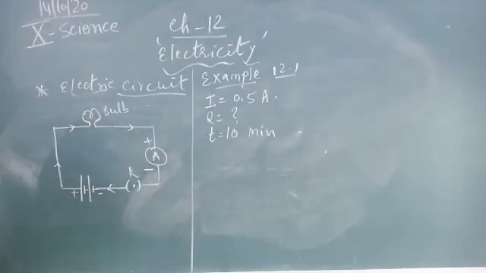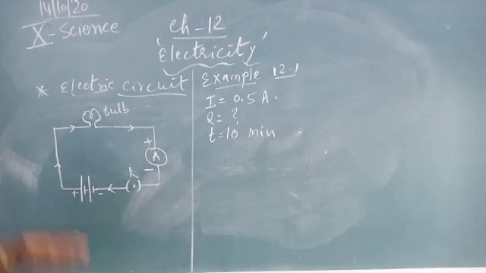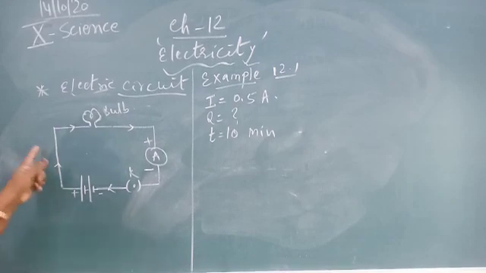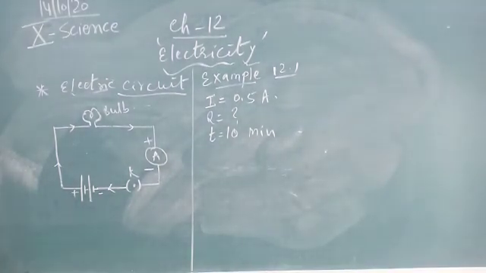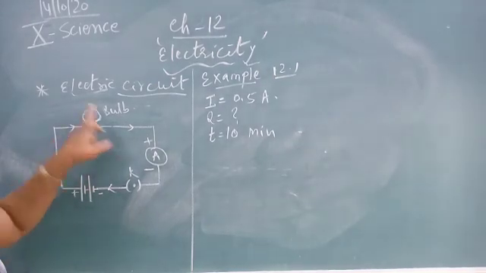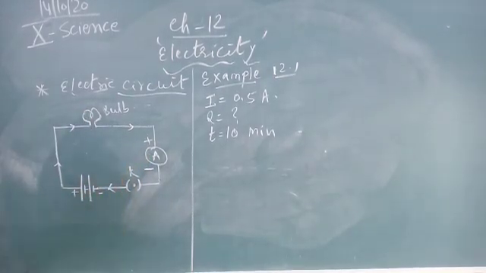Students, yesterday we completed the electric current, its formula and unit. Today we are going to discuss the electric circuit and some examples. Now you know that in the given figure the simple electric circuit is shown. That is called the schematic diagram of a typical electric circuit. It comprises the cell, meaning battery, bulb, ammeter and key.